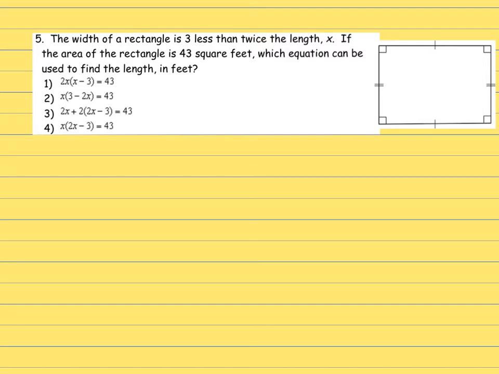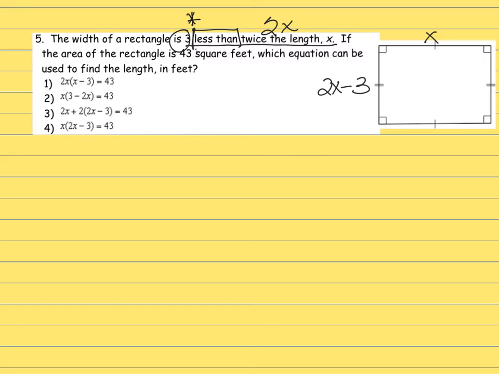Okay, so the width of a rectangle is 3 less than twice the length x. So the length is x, and the width is 3 less than twice the length x. This is where we're going to have to switch the positions. Because of the term less than, we're going to have 2x minus 3. It's very important when we use the term less than that we switch the positions of the two quantities.